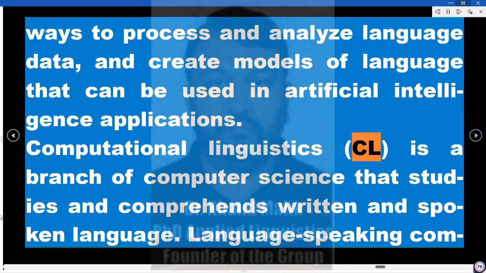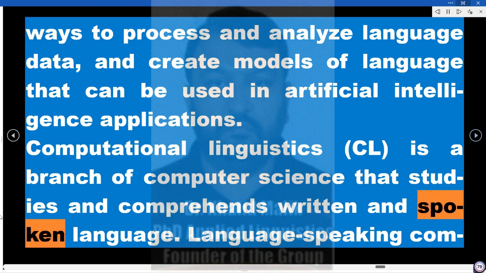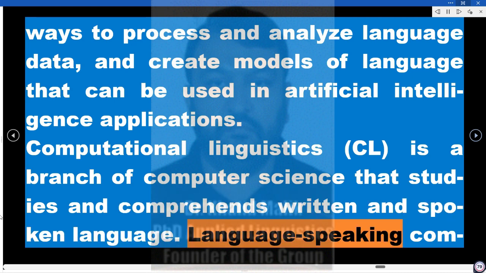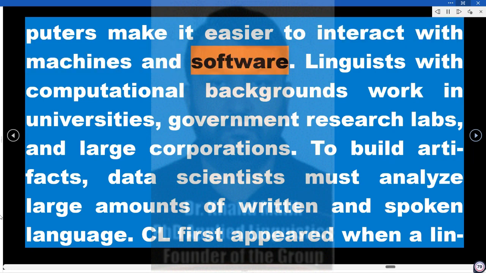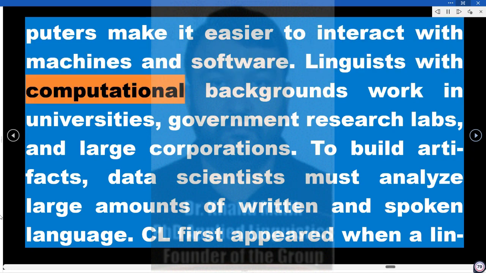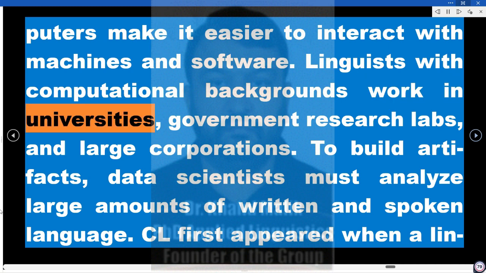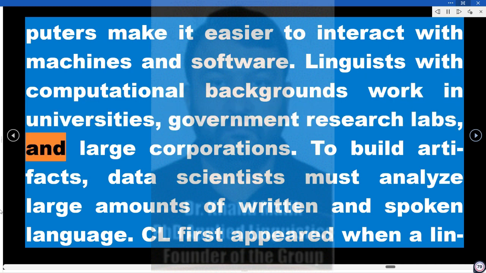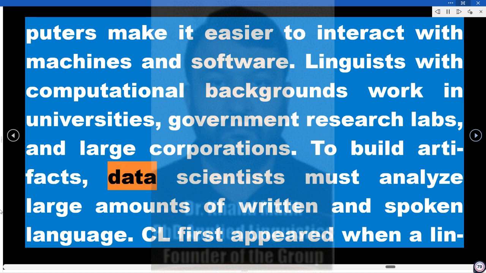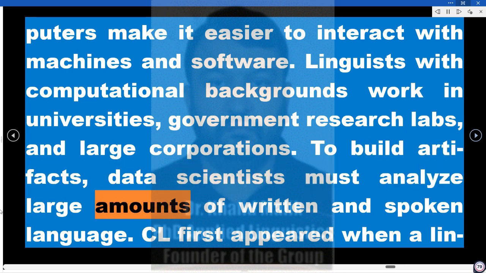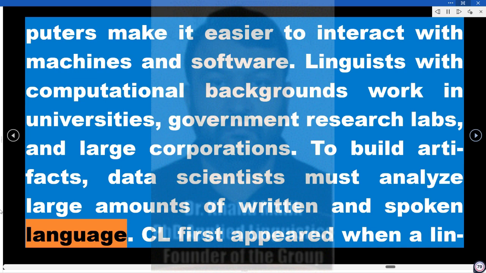Computational linguistics, CL, is a branch of computer science that studies and comprehends written and spoken language. Language-speaking computers make it easier to interact with machines and software. Linguists with computational backgrounds work in universities, government research labs, and large corporations. To build artifacts, data scientists must analyze large amounts of written and spoken language.